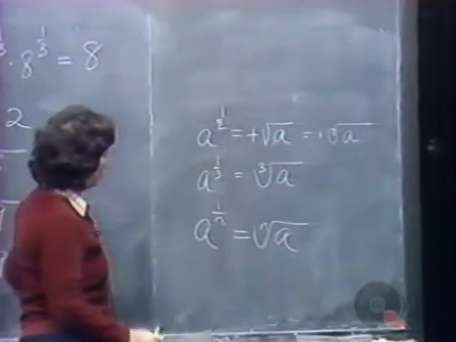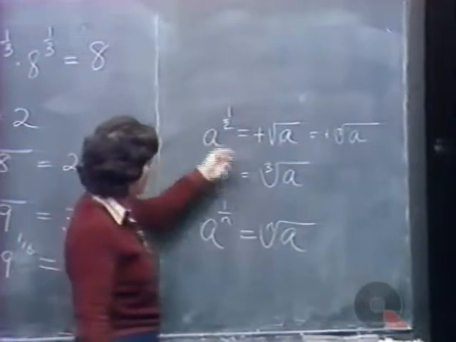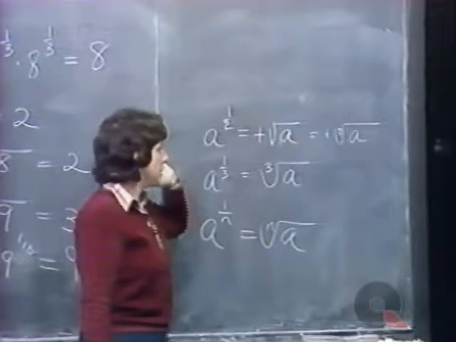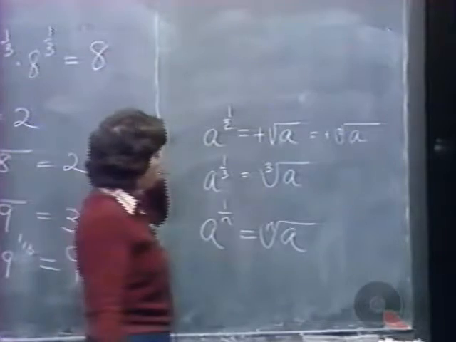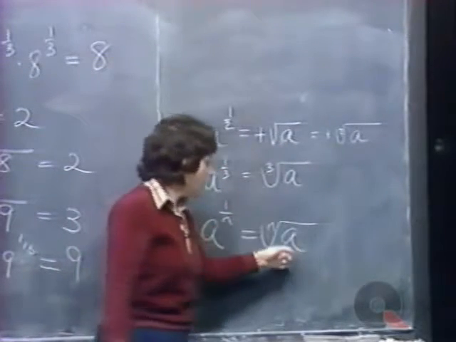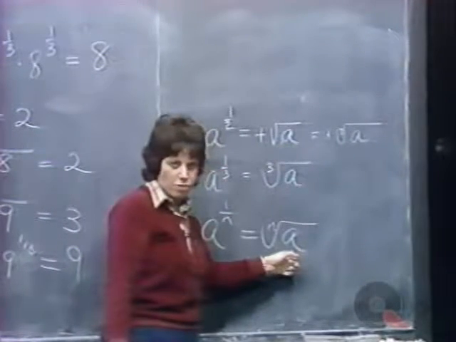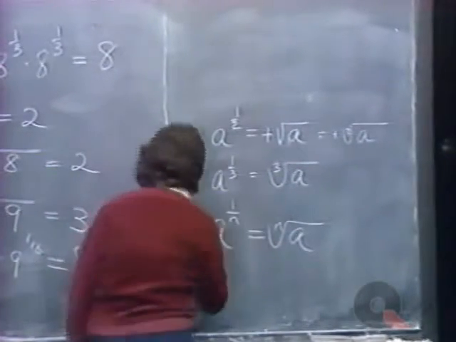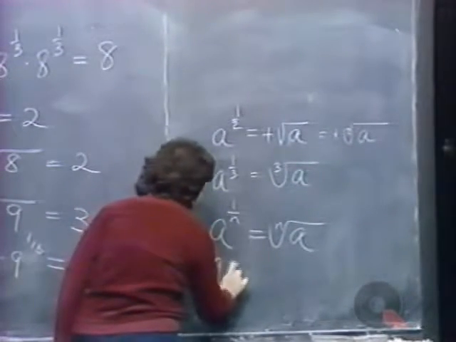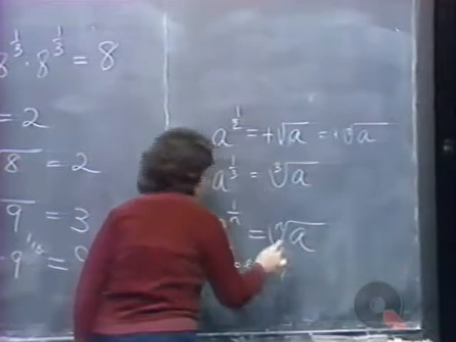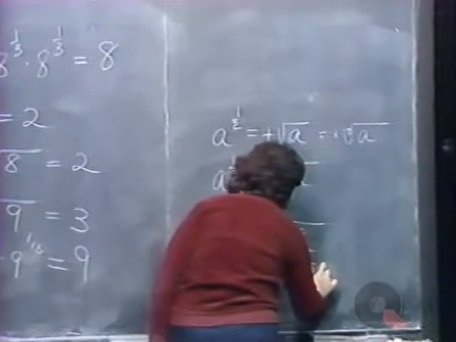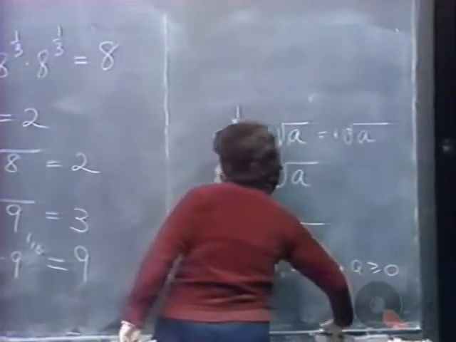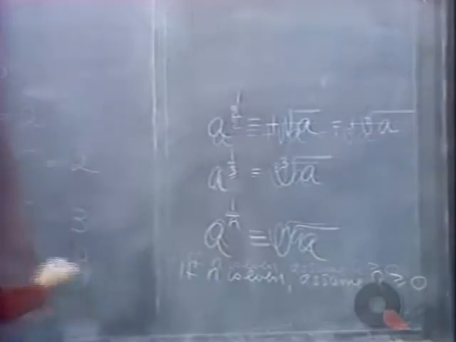Okay, now just a word here. There is a slight difference between even roots and odd roots. First of all, if you're talking about even roots, we must have a greater than or equal to 0. You cannot take the even root of a negative number. If n is even, we will assume that a is greater than or equal to 0. Let me show you some examples.